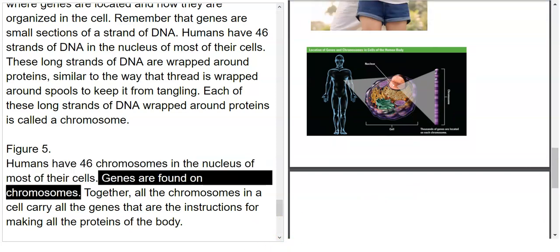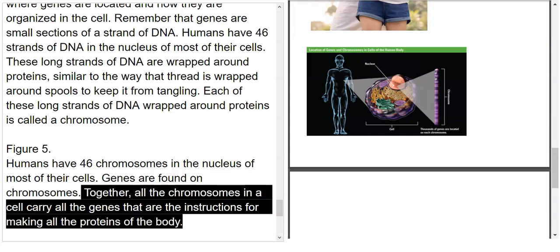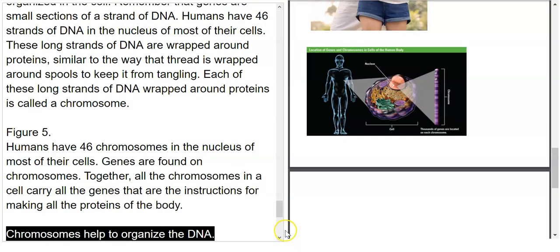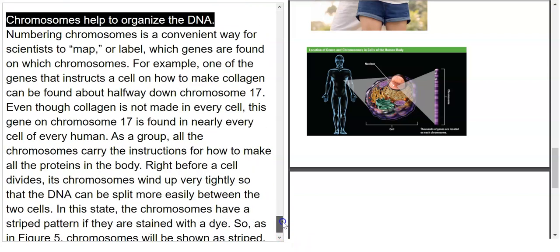Genes are found on chromosomes. And here's this chromosome right here. There's 46 of those. Together, all the chromosomes in a cell carry all the genes that are the instructions for making all the proteins of the body. Chromosomes help to organize the DNA.